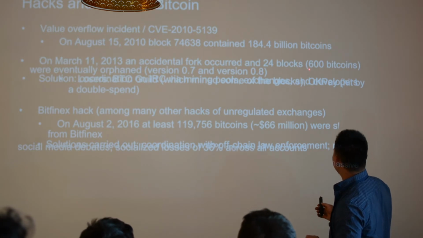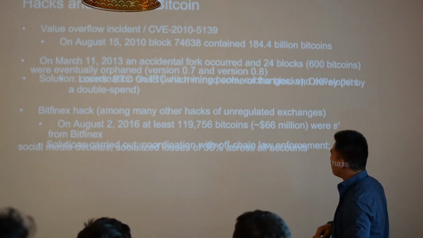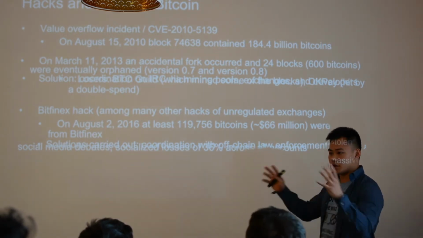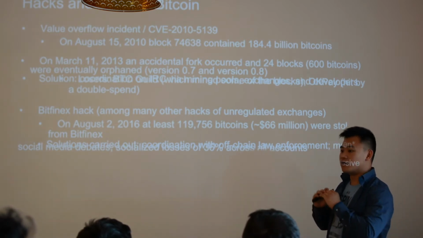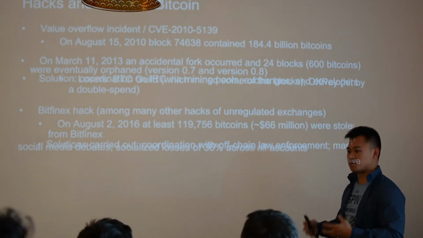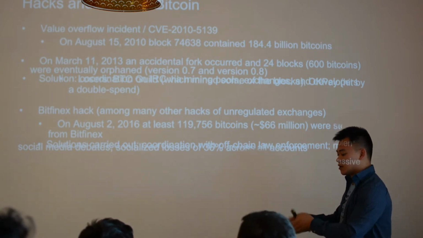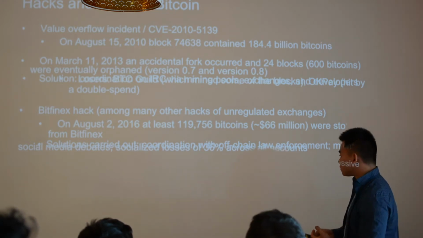They exploited another bug where 600 Bitcoins were mined, but those blocks were eventually orphaned. The community came together and decided those were not legitimate blocks. This was, again, not in the Bitcoin protocol. This is just people, the Bitcoin community running these nodes, who decided that this block was not legitimate due to a software error.